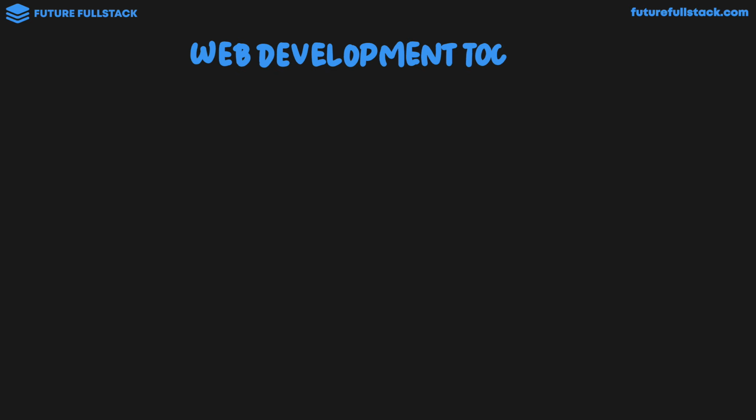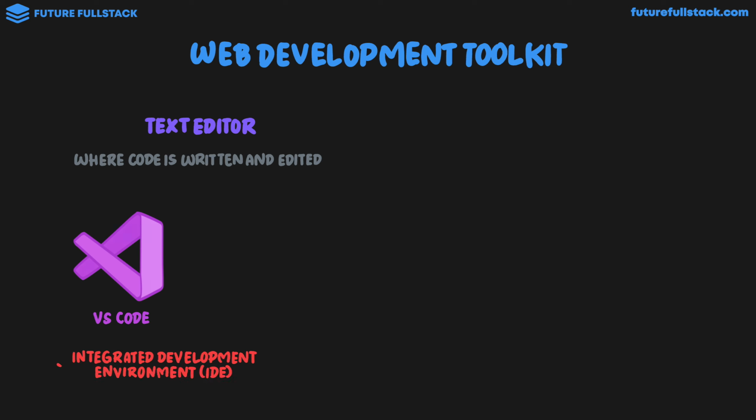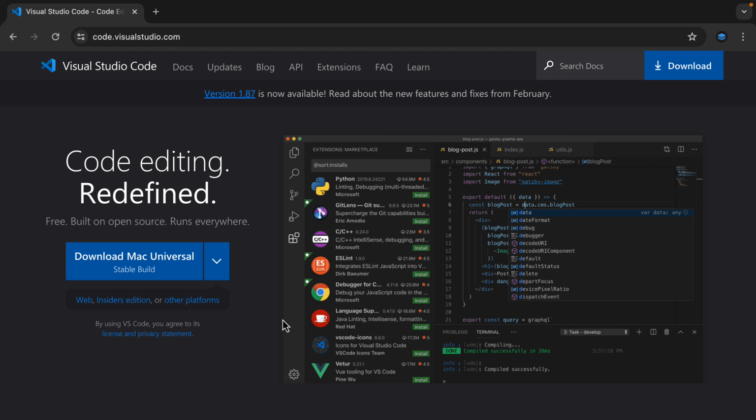So just like a builder has a toolkit of hammers, drills, and other tools, there is also the web development toolkit. The first tool we need is a text editor. This is where code is written and edited. The tool we're going to be using in this course is VS Code. It's what is called an Integrated Development Environment, or IDE, which has a lot of features to make writing code easier and more efficient. It's 100% free, and you can download it from code.visualstudio.com. I've posted a link in the description below.